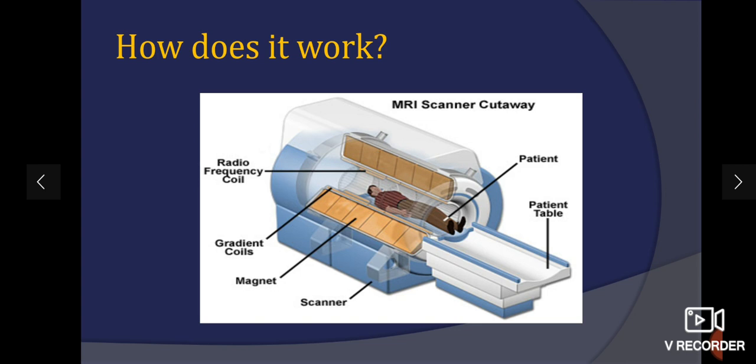So this is the block diagram of MRI, and the components present in the MRI are the patient table, scanner, magnet, gradient coils, radio frequency coil. These are the components present in the MRI.